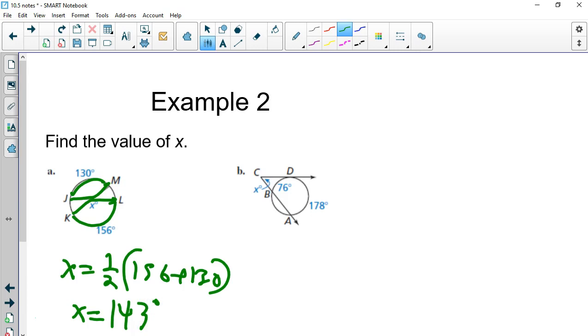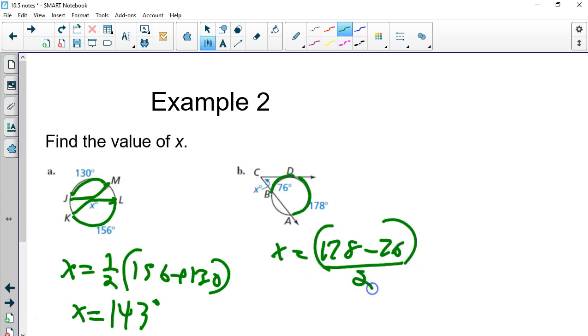Now in B, we have a secant and a tangent outside. So what we're going to do is take the bigger arc minus the smaller arc and divide by 2. 178 minus 76. Again, you can think about it as divide by 2 or multiply by 1/2. It doesn't matter. So 178 minus 76 is going to be 102. Divided by 2 is going to be 51 degrees.